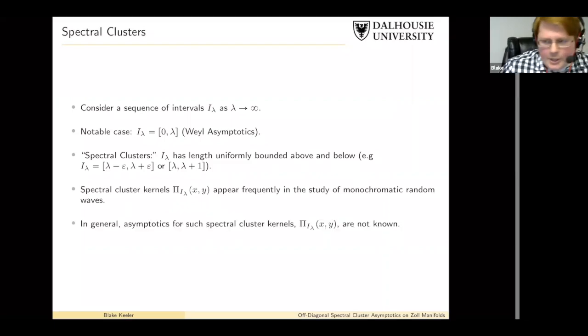And in general, in contrast to the Weyl law, where you're looking at the interval 0 to lambda, asymptotics as lambda goes to infinity are not known for such spectral clusters, pi I lambda, where you have a roughly fixed width interval. There are many cases where it is known, but there is no general theorem that states what the leading term in the asymptotic expansion should be as lambda tends to infinity.